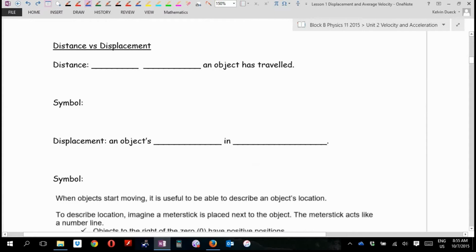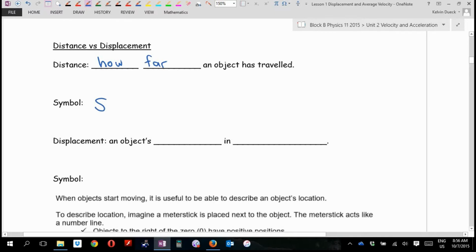Distance versus displacement. Distance is how far an object has traveled. What's the symbol for distance? First, I'm going to give you the proper one, which I hate, so don't write this down. The proper symbol for distance, and it comes from a Latin word, is that. What letter is that? Lowercase s.